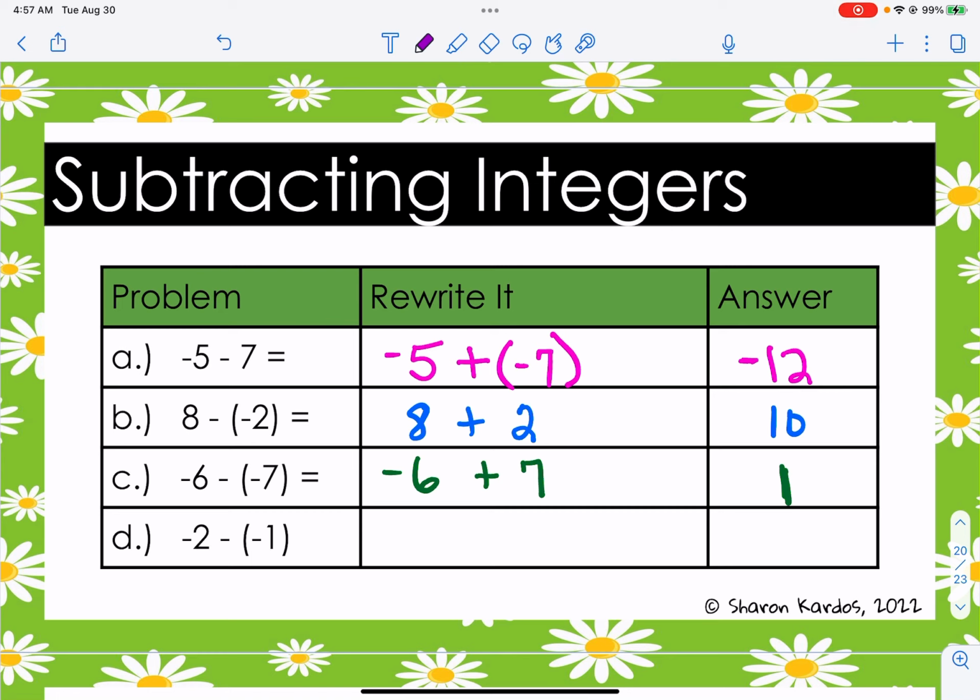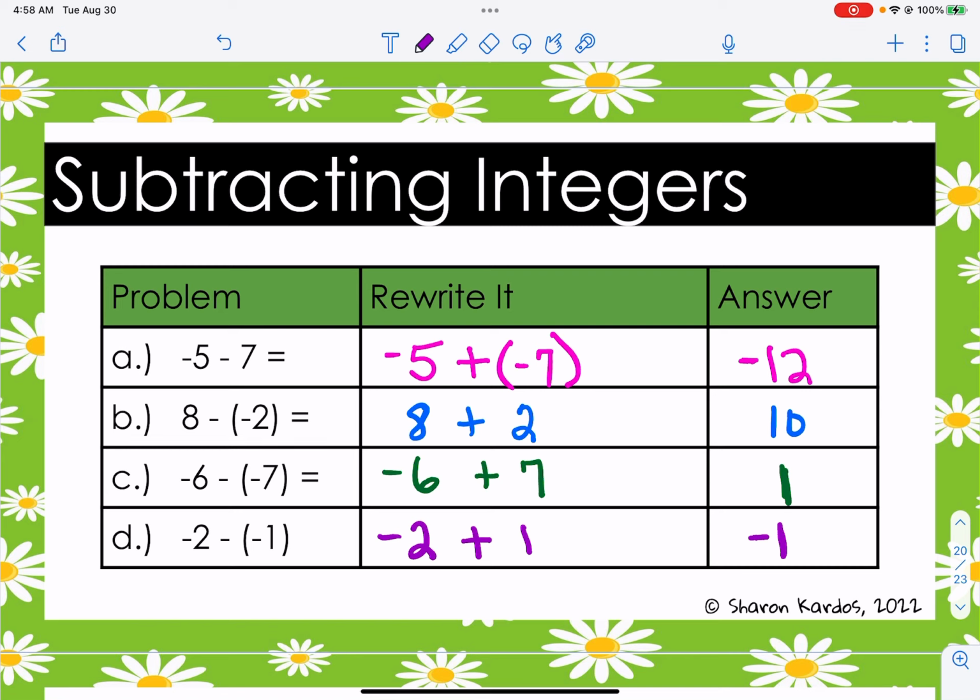Now try the last one, letter D. All right, so the first number is -2. I'm going to keep it, change this to a plus, and the opposite of -1 is +1. Now I have one of each. I have some negative, some positive, so I'm going to subtract. 2 take away 1 is 1, and I have more negatives this time, so it would be -1. And that's all there is to it.